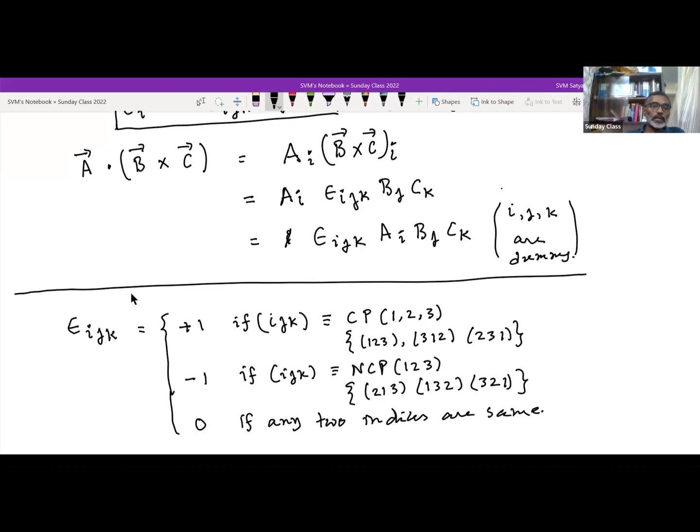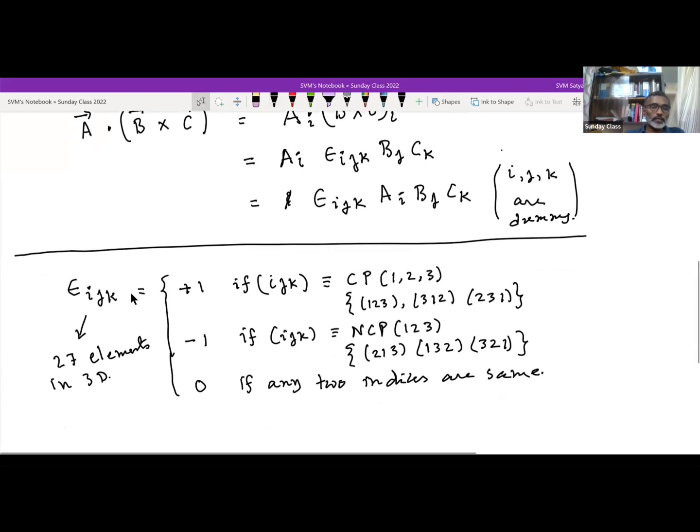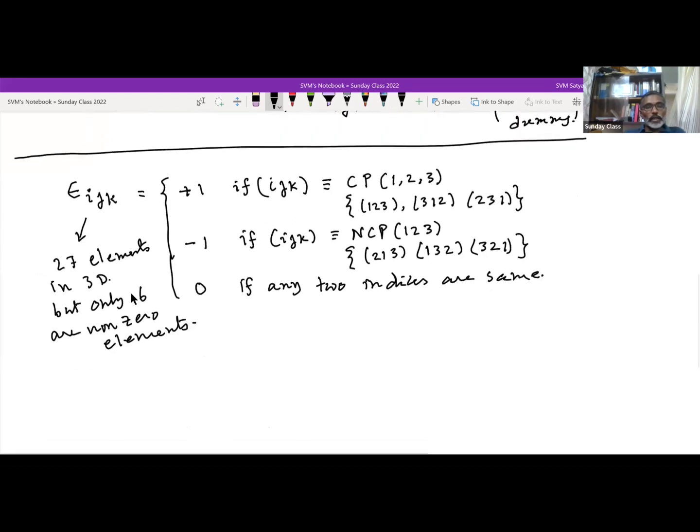In general, you can expect this to have 27 elements in 3-dimensional space, but only 6 of them are non-zero. That means all other 21 elements are 0. Okay, so good. This is the definition.